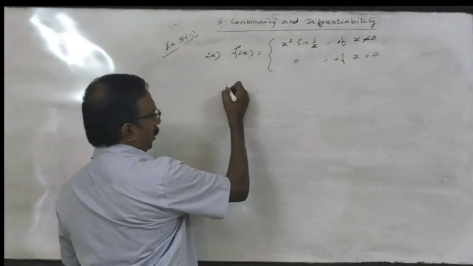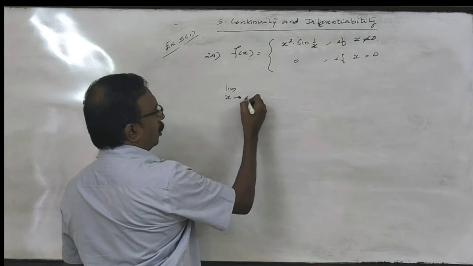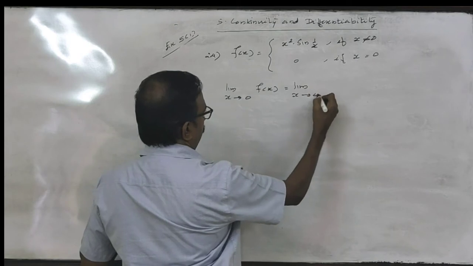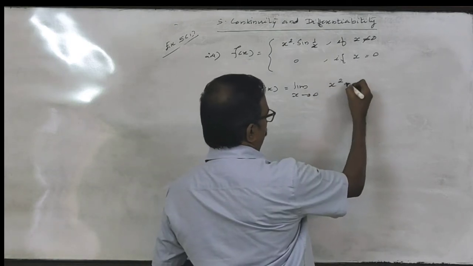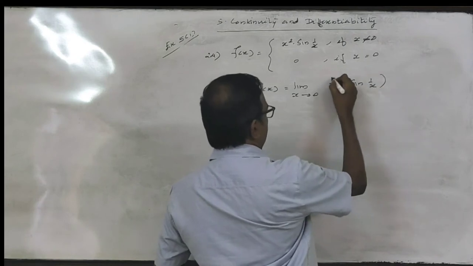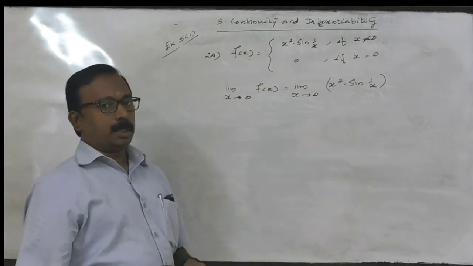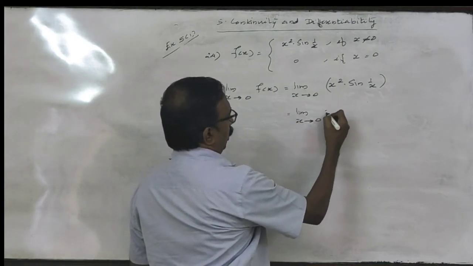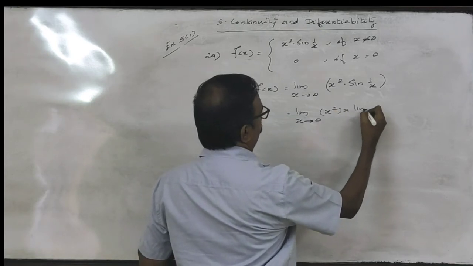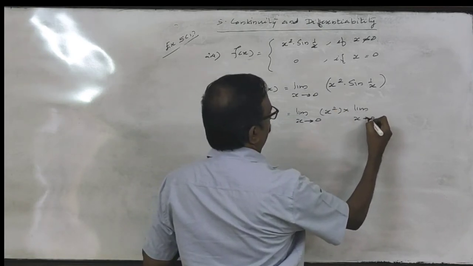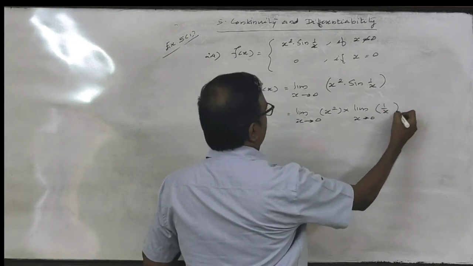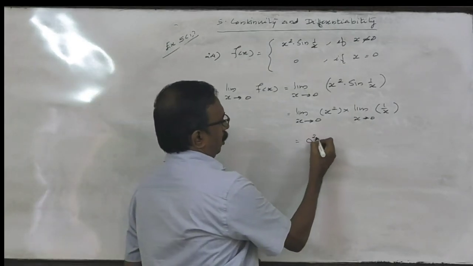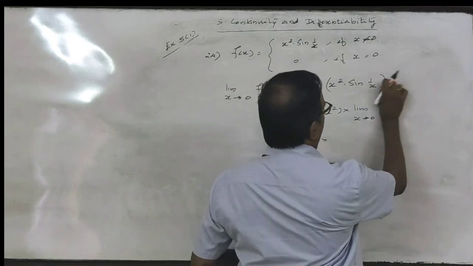Here, limit of x tends to 0 f of x is equal to limit of x tends to 0 x square into sine 100 x. Here it is the product of two functions, so it can work as limit x tends to 0 x square into limit of x tends to 0 sine 1 by x.